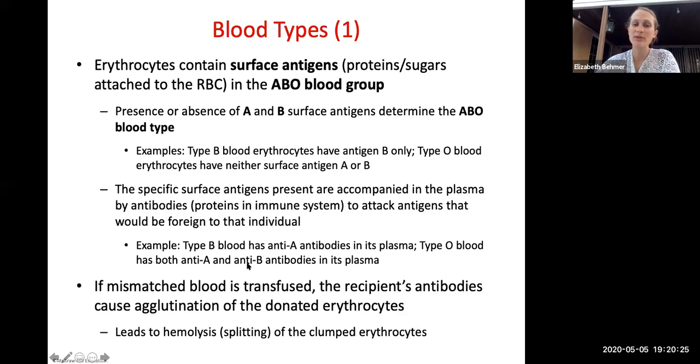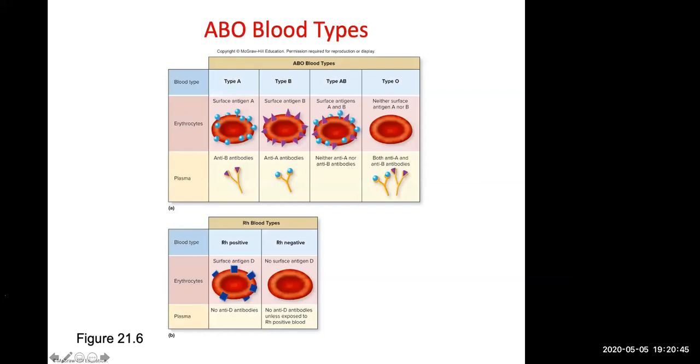If mismatched blood is transfused, the recipient's antibodies will hook on to the antigen that's foreign, and it'll cause agglutination, which just means it'll cause clumping of that blood. And the clumping of those erythrocytes can lead to hemolysis, or the red blood cells splitting. So let's take a look at this picture here.